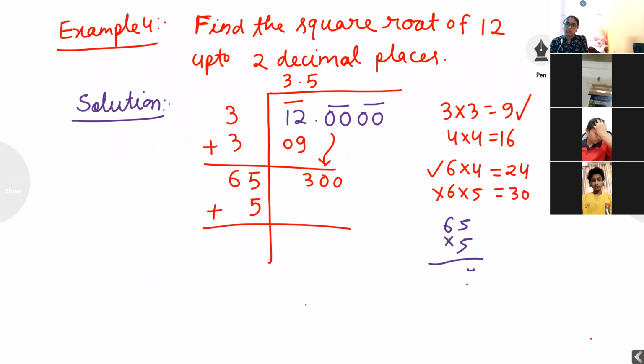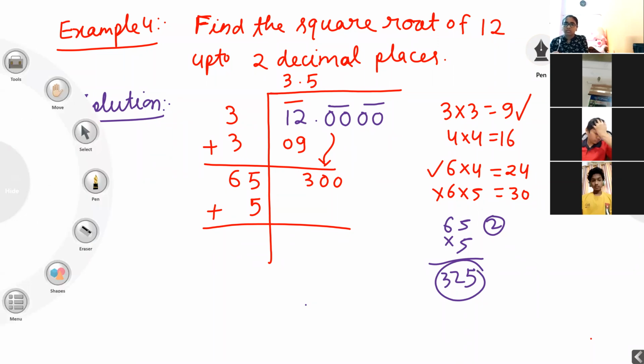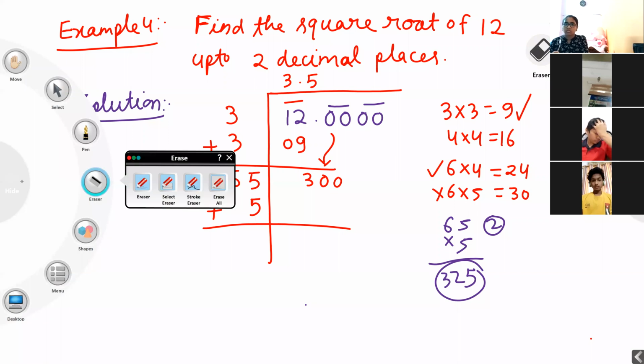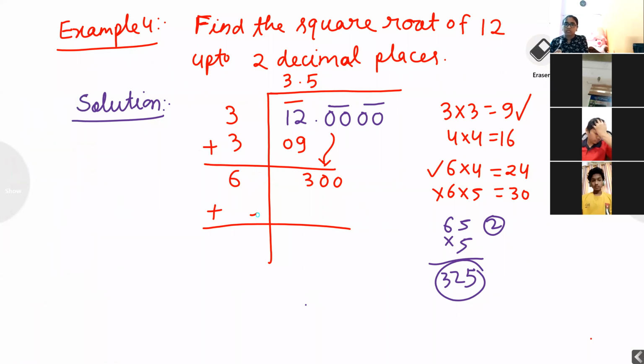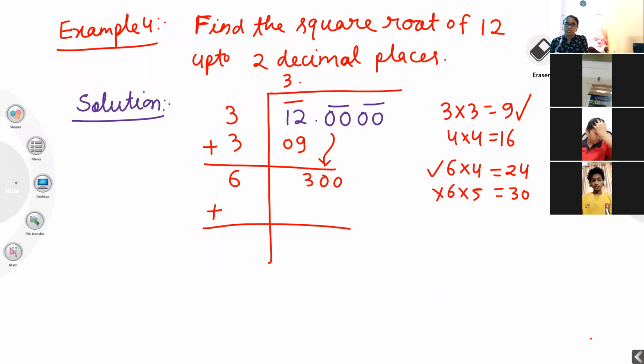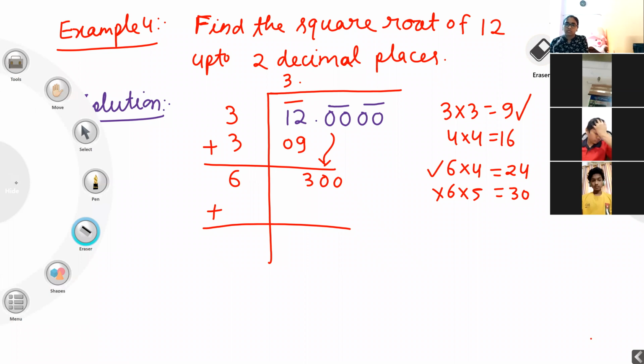5 5s are 25, 2 carry 32. But our digit is 300. We can't take 5. I want to take 4. Like that you need to check, students, because the carry also will become part of it. Yes, that's why I have ticked the mark: 6 into 4.